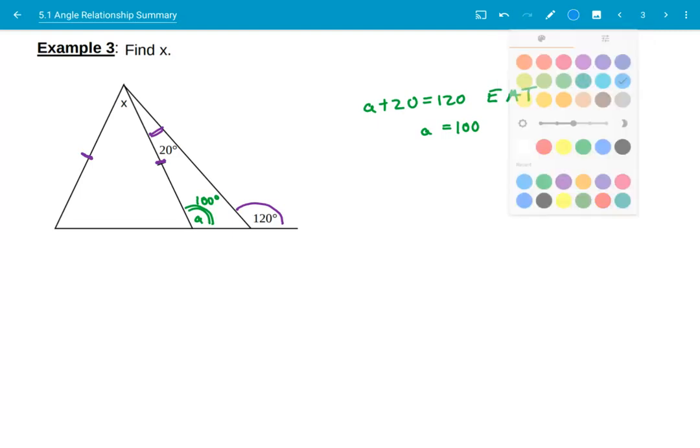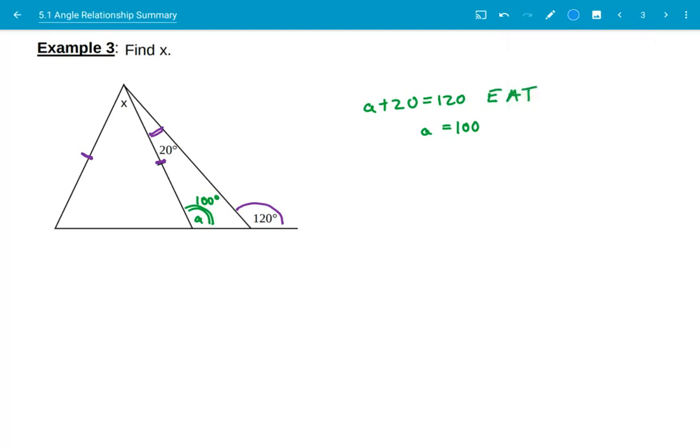Now, what can we do next? Pause the video and give it a try. Okay, so next I see that we can find this angle here because they're supplementary.